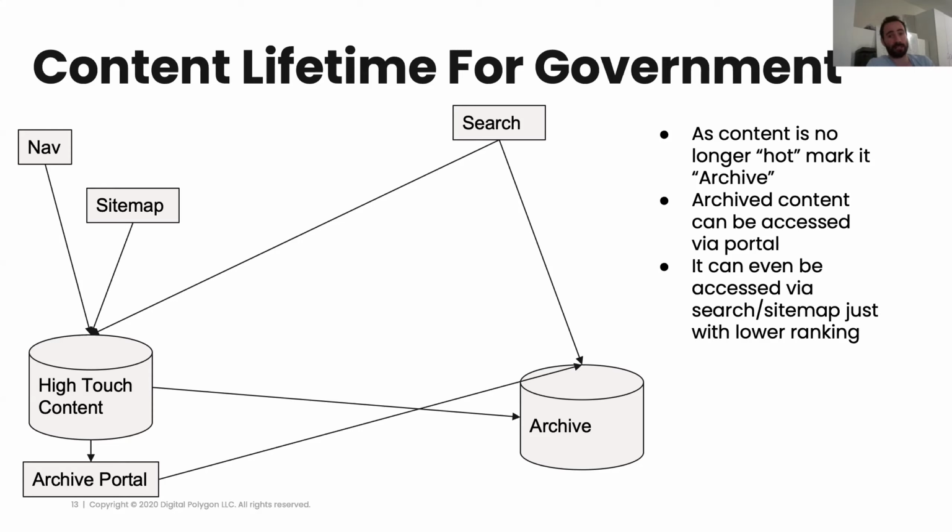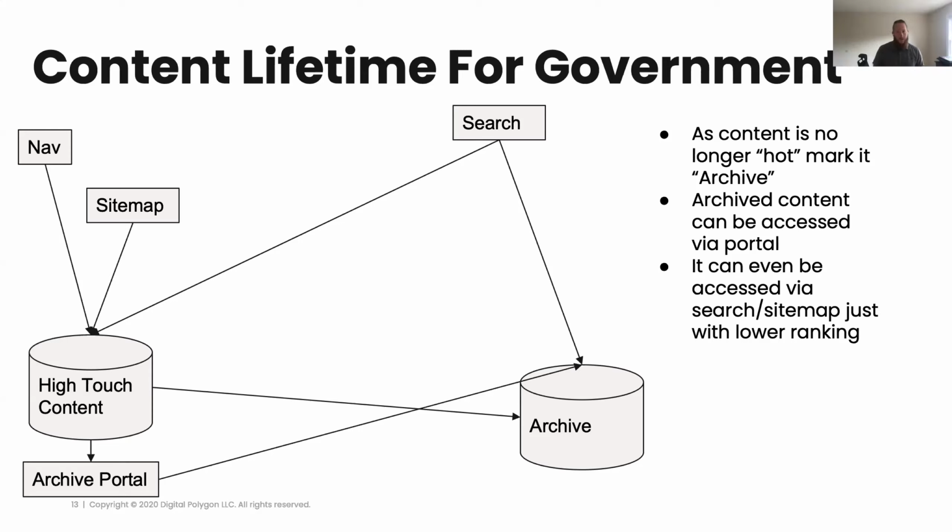There are different strategies. But once you've marked it that way, you can then start to push it aside. So it's still there, it can still be accessed, but maybe it's at the bottom of your search. Or maybe it doesn't even show up in your global search anymore. You have to go to the archive search to find it. Or maybe it gets biased lower down on your sitemap. So there's different strategies you can follow to balance that content.